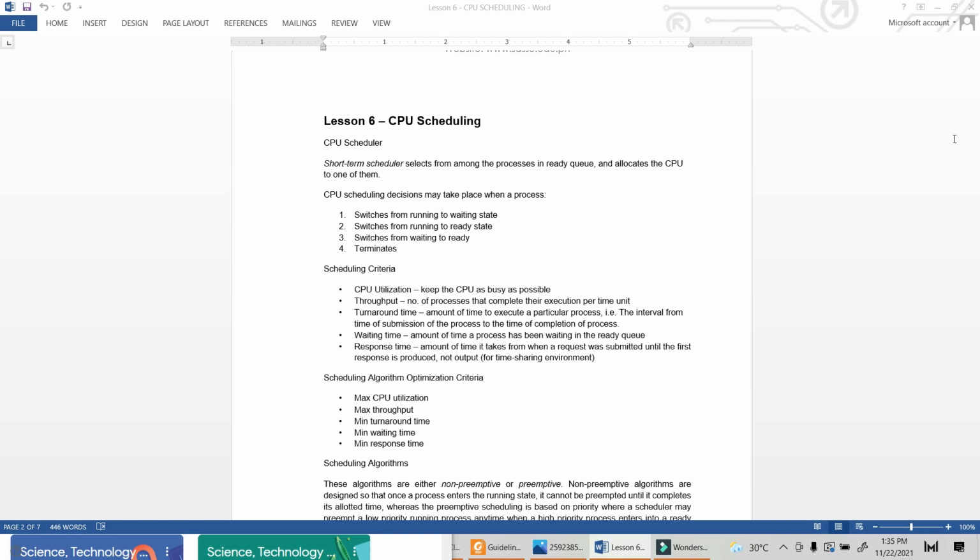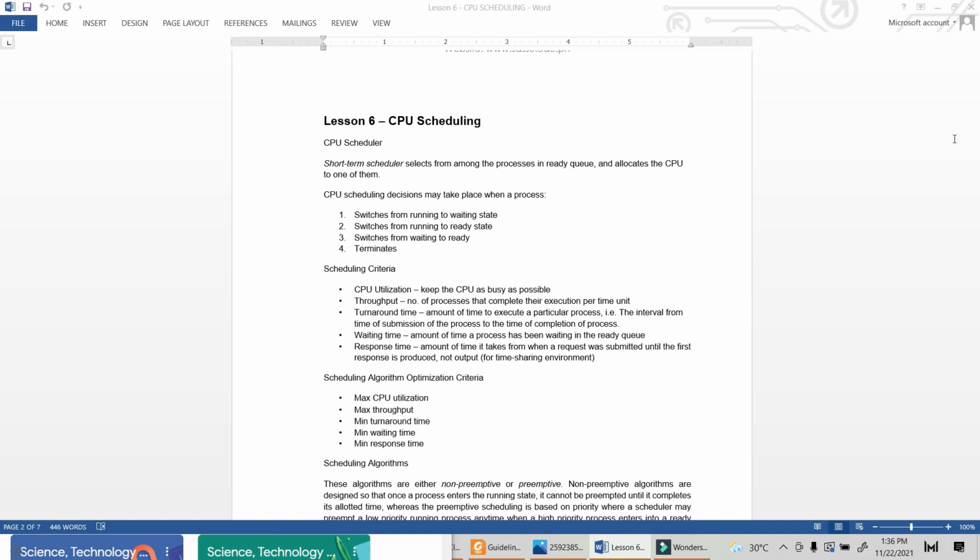CPU scheduling decisions may take place in four circumstances. If you can still remember the topic I discussed in lesson 3 about the process, with the illustrations showing the running state to waiting state, running to ready state, waiting to ready state, and then it terminates. Those are the schematic diagram of how the processes are involved, or how a process is run until it completes or terminates.